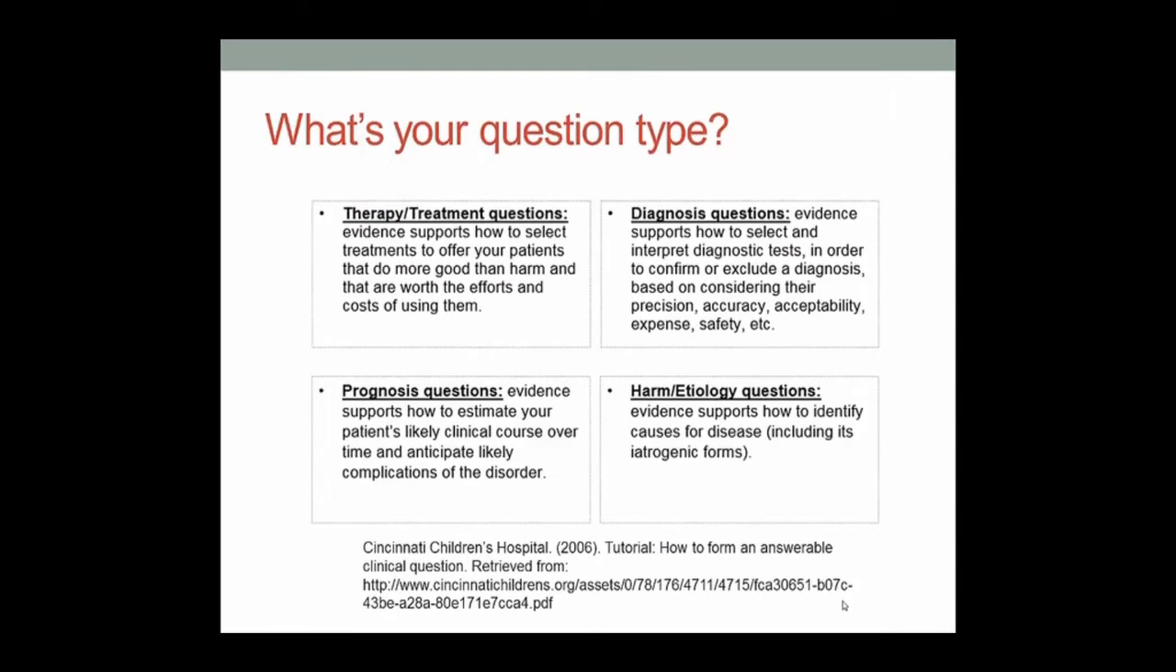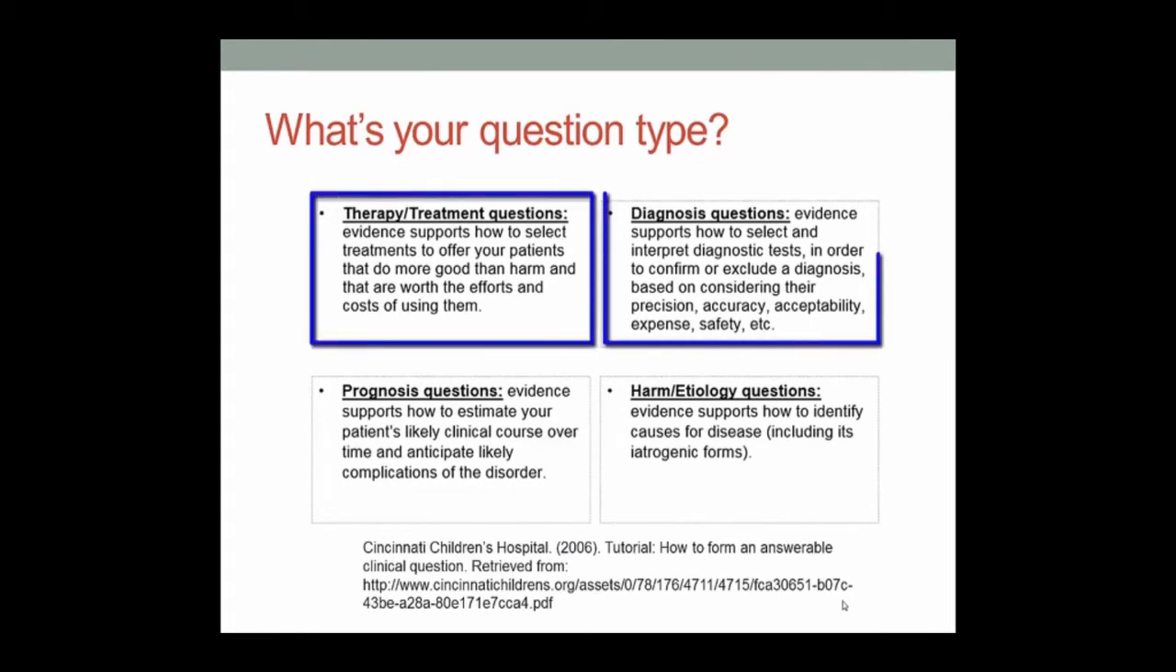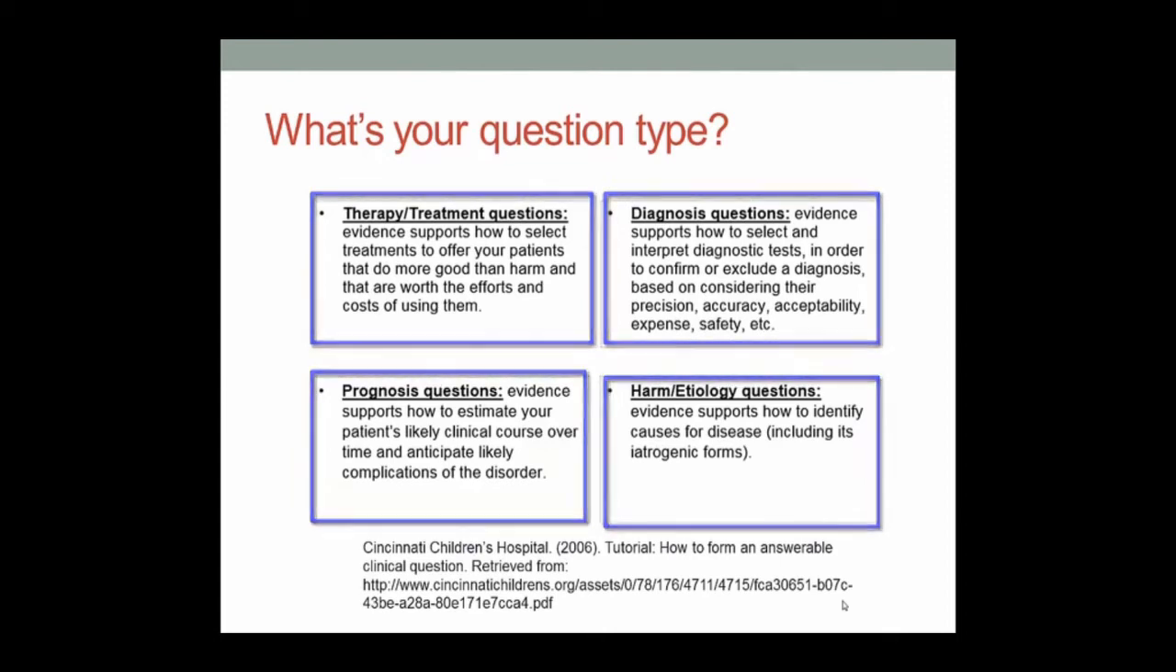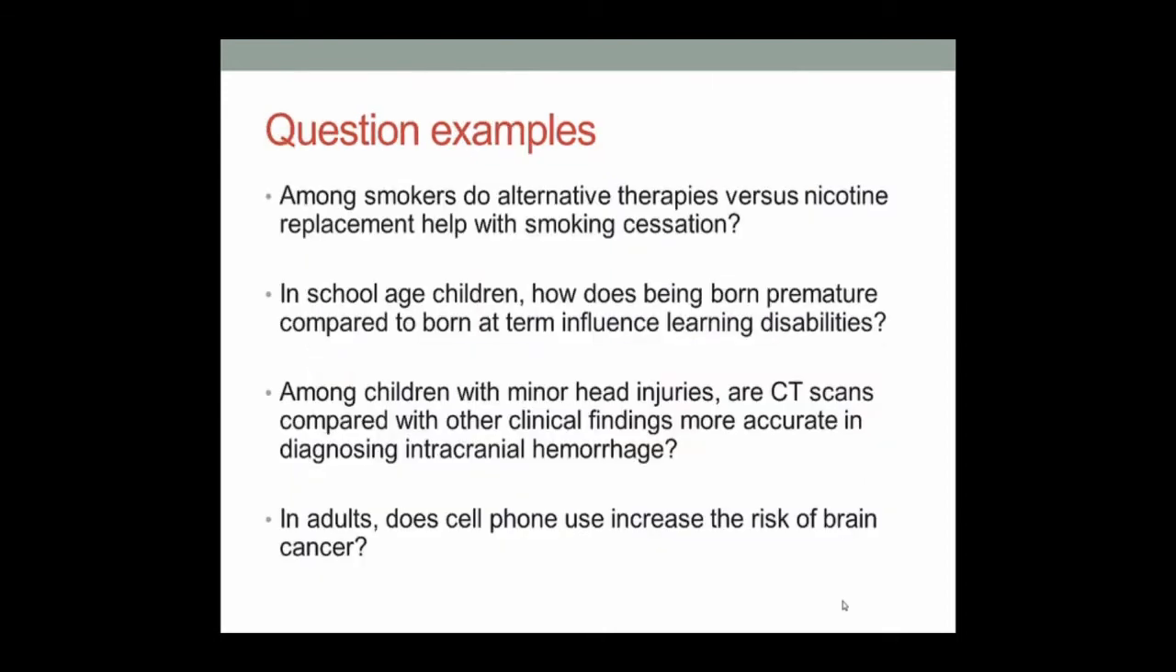We want to figure out what our question type is so we know the best sort of study that will help us. These are the 4 biggies: therapy or treatment, diagnosis, prognosis, and harm. It's all very good to list the types, but it doesn't make a lot of sense, at least to me, until we actually give concrete examples of each question type. So the first one, we're talking about what are the ways that smokers can quit smoking? That's pretty easy. It actually has it right there in the title.